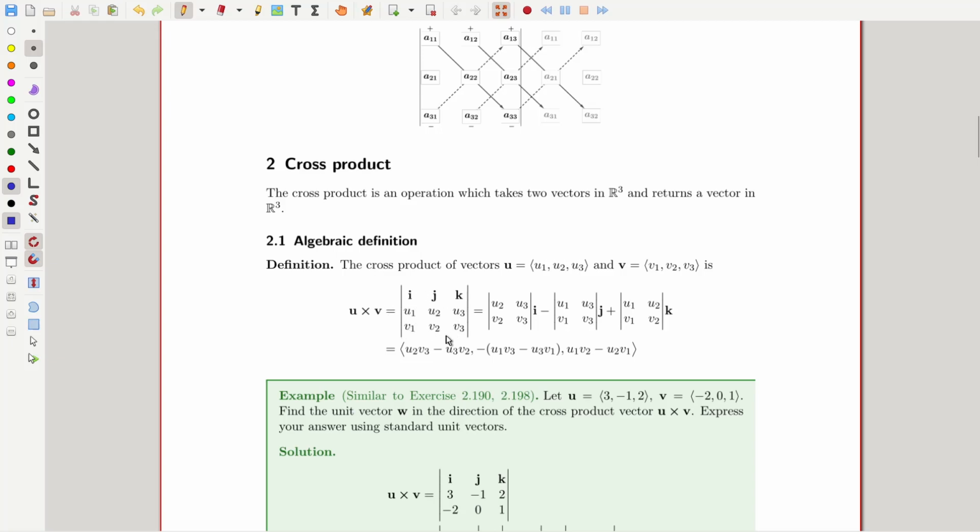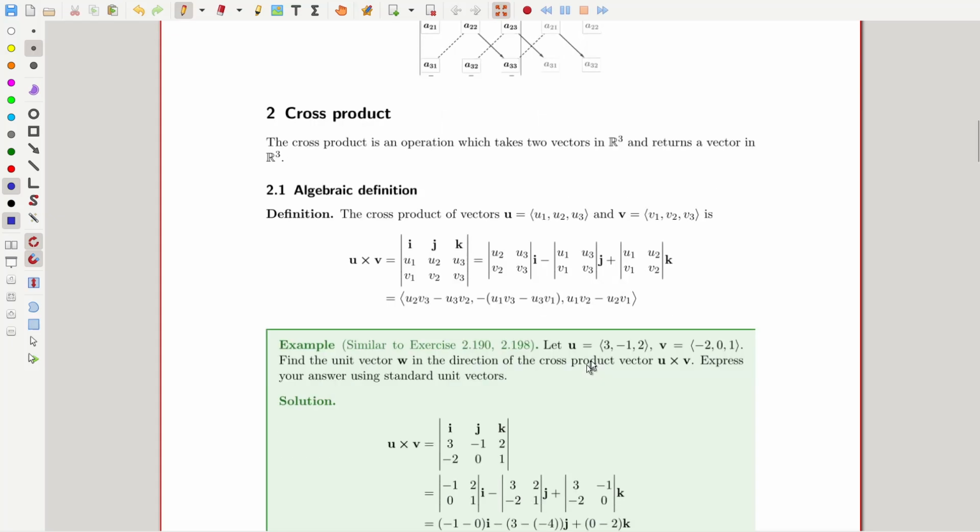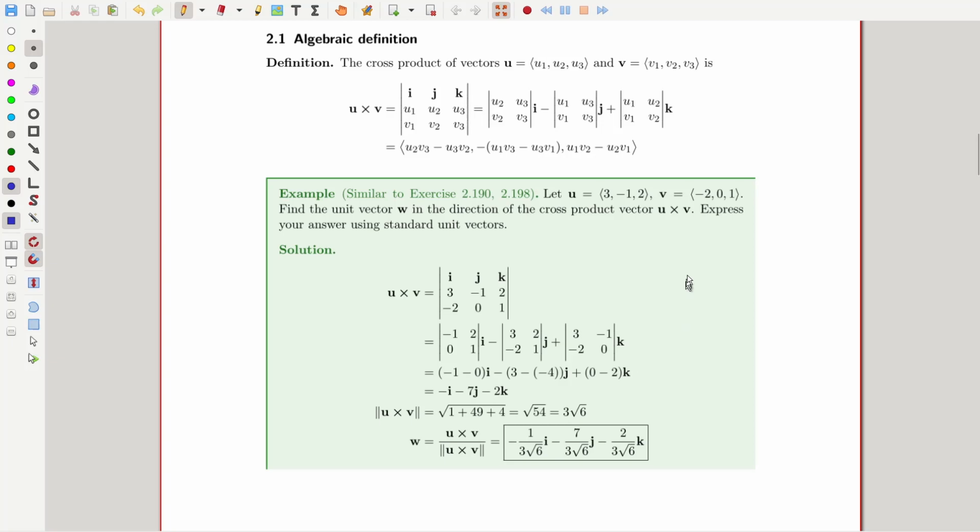So this is the definition, and in order to compute this, you just run through by cofactor expanding. When we cofactor expand along the top row, you end up with these subdeterminants, and computing out these subdeterminants, you would end up with this expression. I've converted over from the ijk notation to the component notation, the angle bracket notation. Now let's see an example computation.